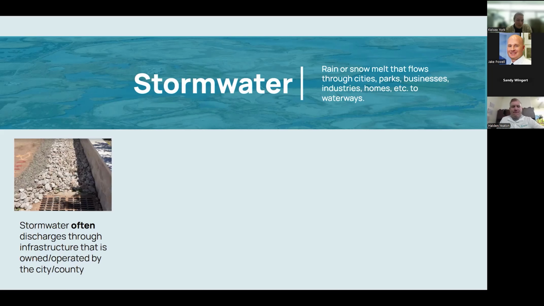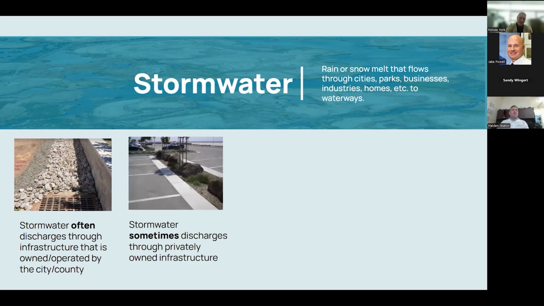So stormwater often discharges through infrastructure that's owned and operated by the city or county. Sometimes it's also a Department of Transportation system or a university. So it often discharges through that infrastructure. It sometimes discharges through privately owned infrastructure.